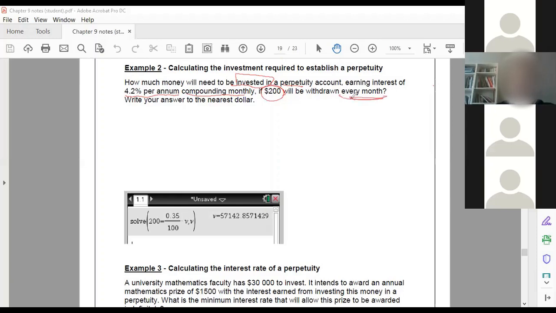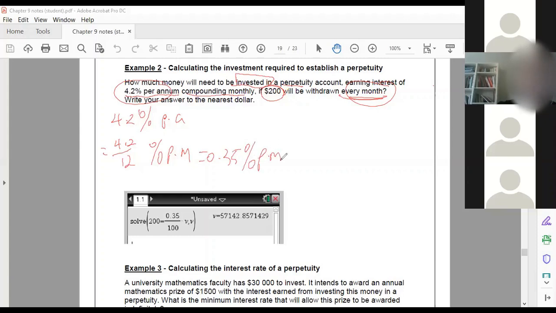Okay, so this time, again, it's like a flat interest rate. We're getting 4.2% per annum. Let's work out the interest rate for the month. So again, we're going to divide it by 12 per month. And when you do 4.2 divided by 12, and I'll do it on my calculator as well, you get 0.35. So 0.35% per month.